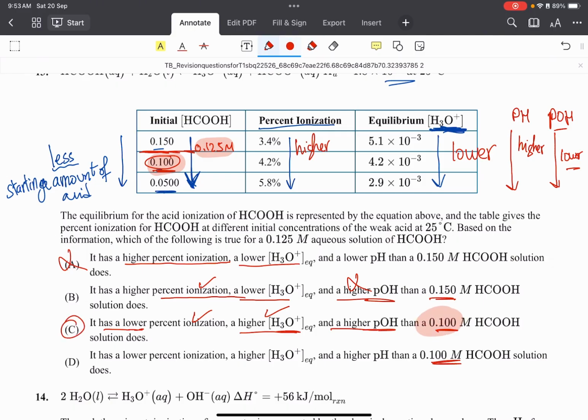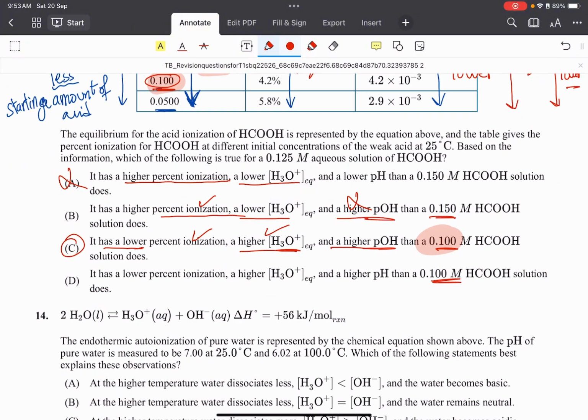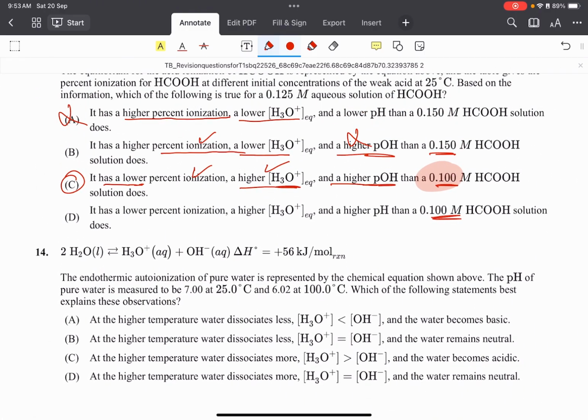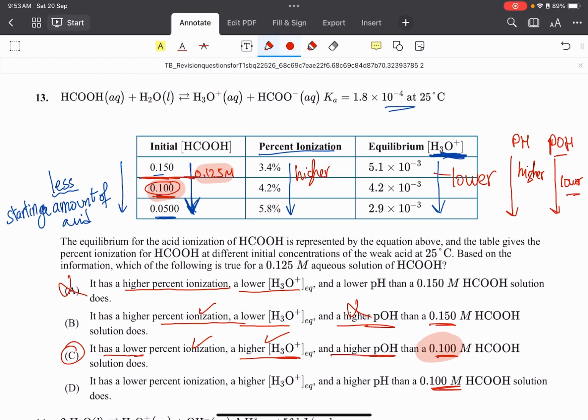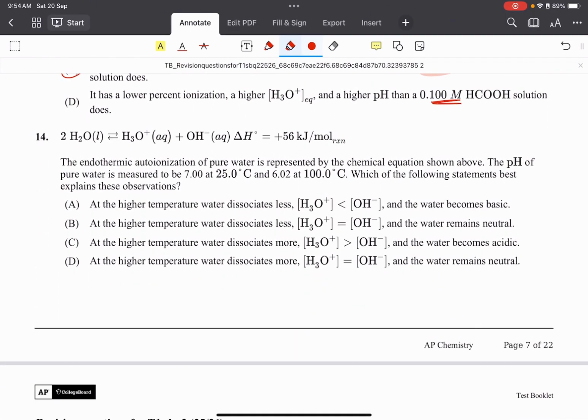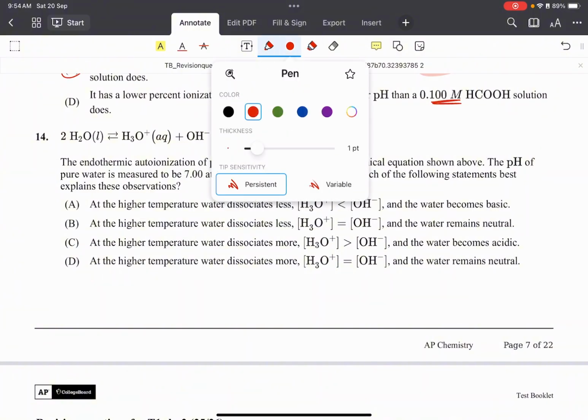So my advice to you, when you look at a table, analyze the table and write the key points. AP questions are all about how you read the question. So the answer is C. As long as you write those here, finding the answer will be looking for those keywords and seeing which one they are comparing. Next, moving on.